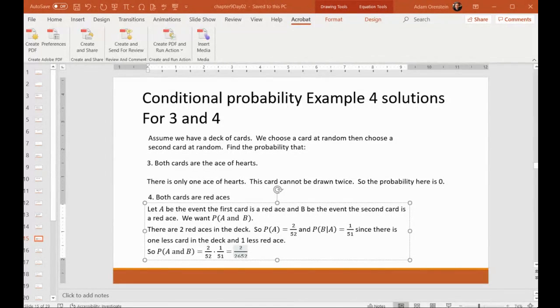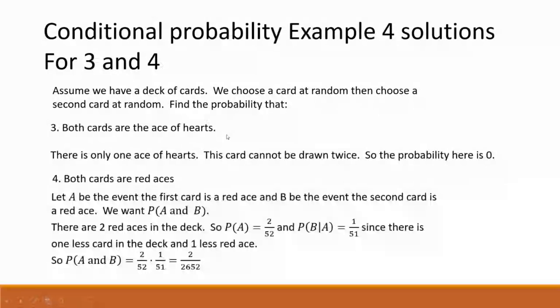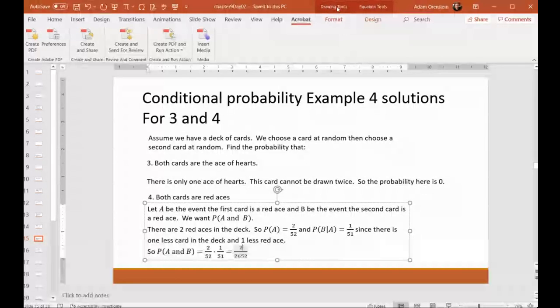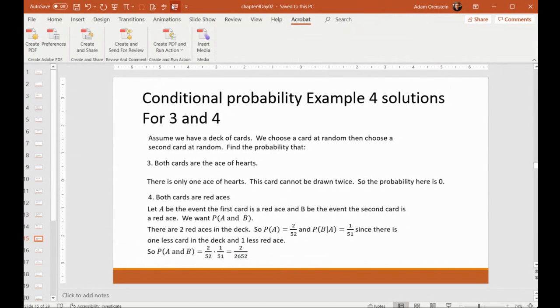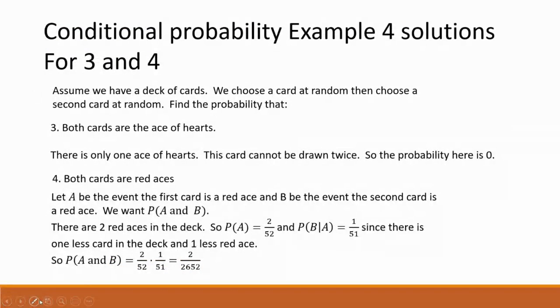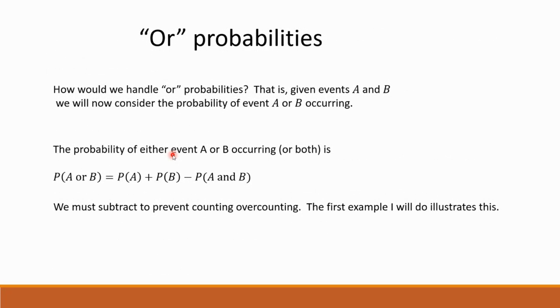The probability of "and": if we have two events, we call them events A and B mostly. We have seen the probability of events A and B occurring. What about "or"? What about the probability of A or event B occurring? That's where this comes in.